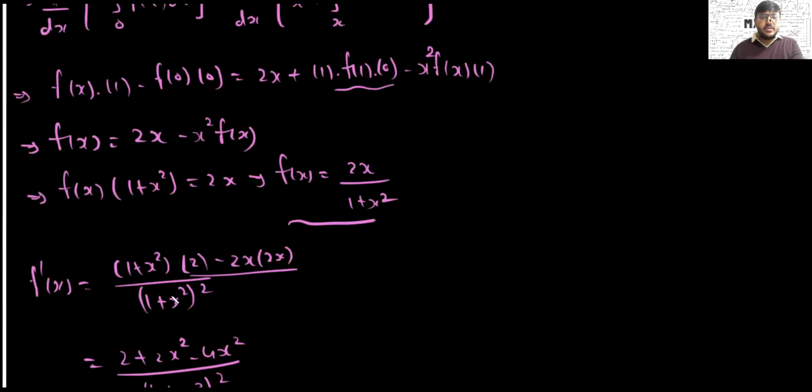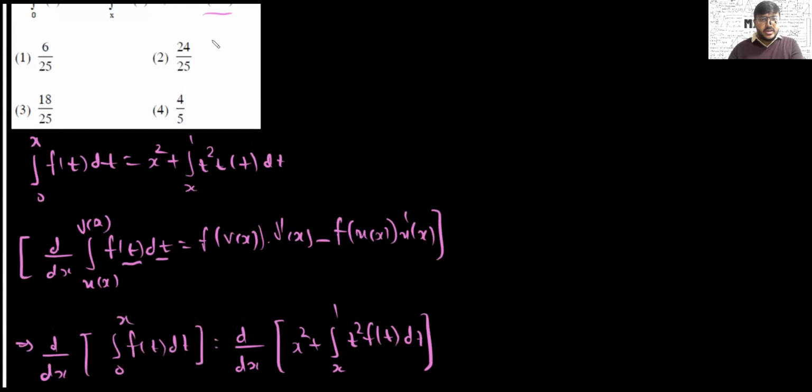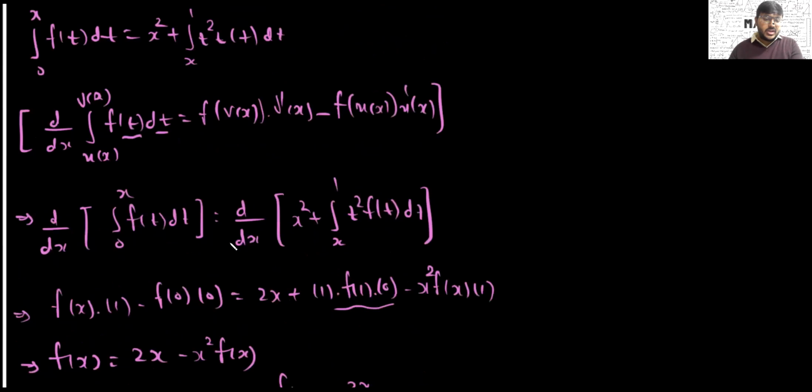And therefore your f dash x will be 2 minus 2x square by 1 plus x square whole square. And now I want f dash of 1, right? I want f dash of half, sorry. So let me put x equals half.